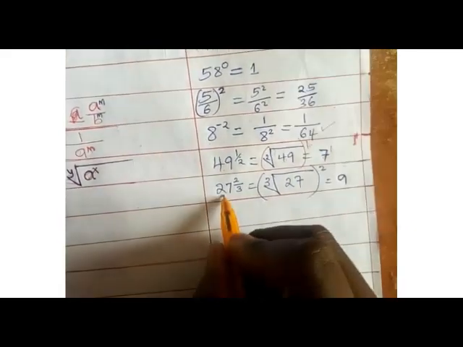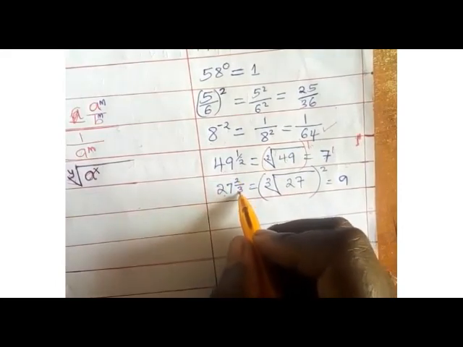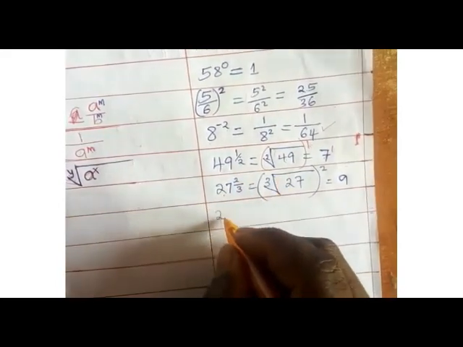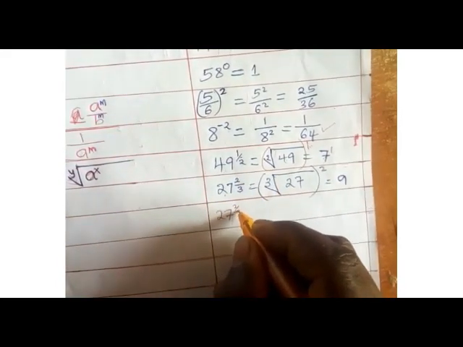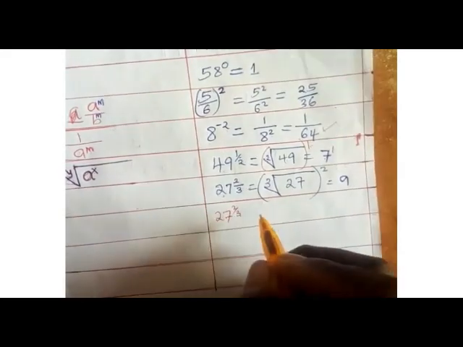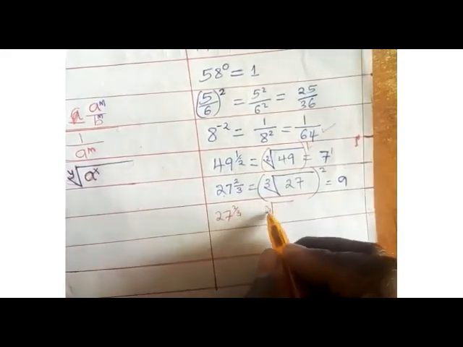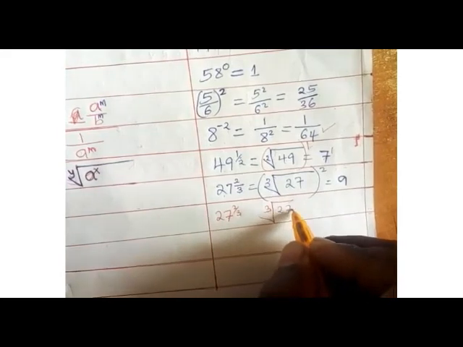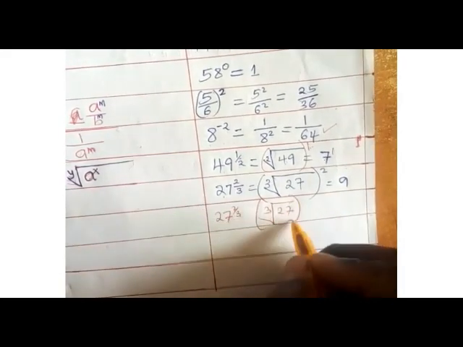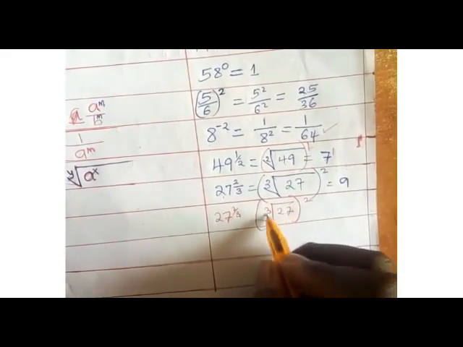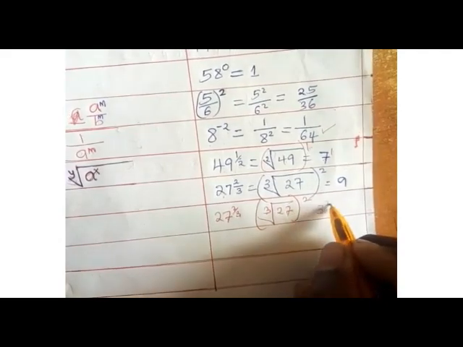Another example is 27 raised to power 2 over 3. The power here is 2 over 3. So 3 is the denominator. So it means we find the cube root of 27. And then the power 2, we raise to power 2. The cube root of 27 is 3. 3 squared is 9.